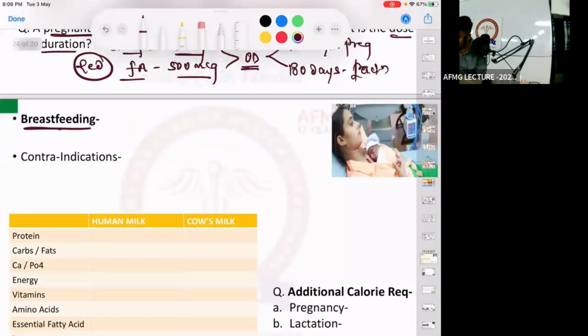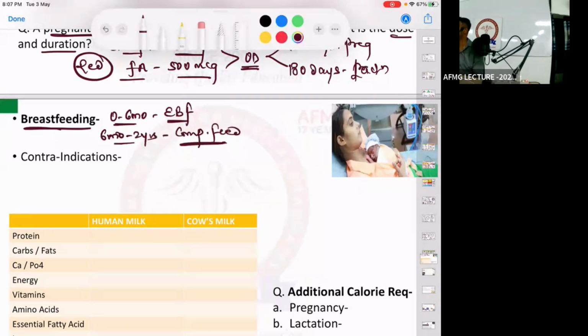Breastfeeding now. Breastfeeding till 6 months after delivery is exclusive breastfeeding. No other thing should be given from 0 to 6 months. From 6 months to 2 years, along with breastfeeding, you will start complementary feeding. But till 6 months, exclusive breastfeeding.